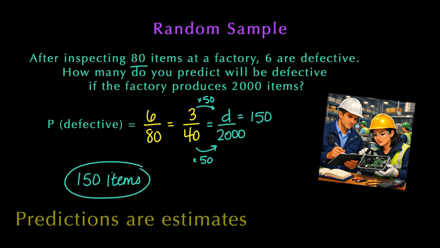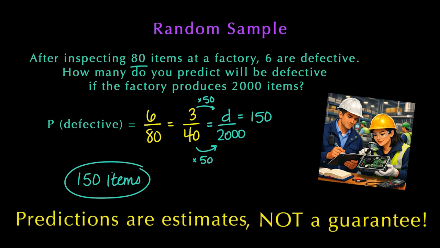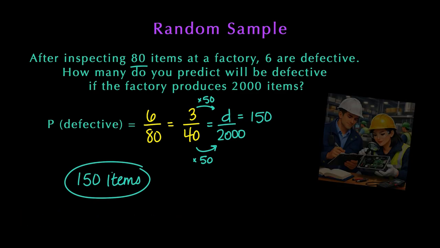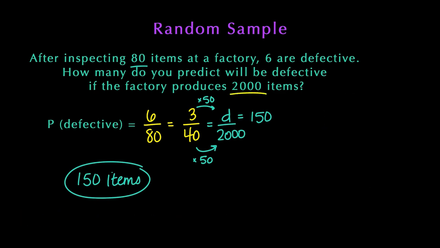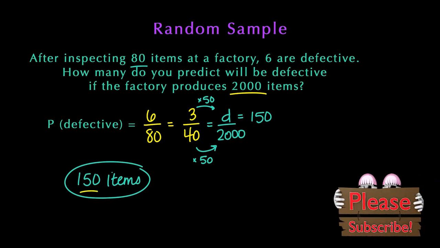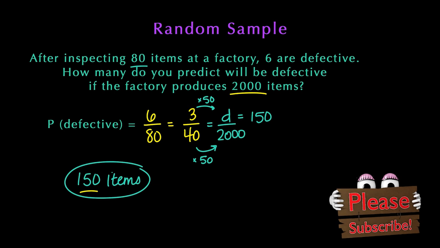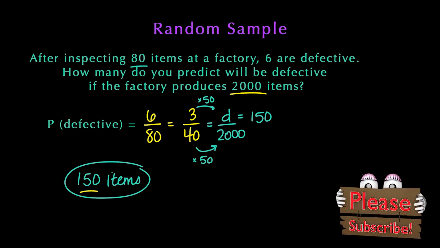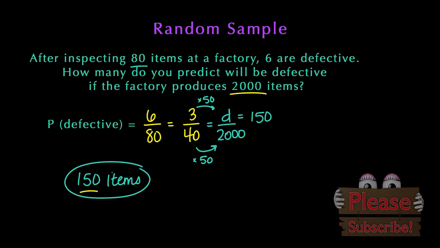Remember that predictions are estimates. They're not always going to be a guarantee. But you should understand that the larger the experiment or sample, the closer to the prediction that you have based on theoretical probability. So just because we were to actually inspect 2,000 items in this situation does not mean that 150 of them would be defective. But we can predict that it's going to be about 150 based on the number that we have already inspected.